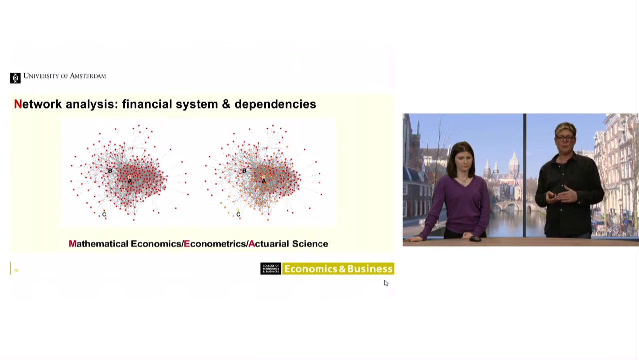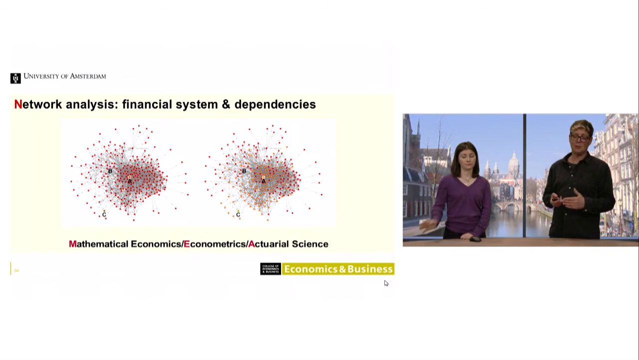In this sense, you use your knowledge about risk measurement, risk sharing, and risk analysis from actuarial science. You use econometrics to create the network, and then you use ideas from mathematical economics to study the stability of such a network. This is a very relevant field nowadays.